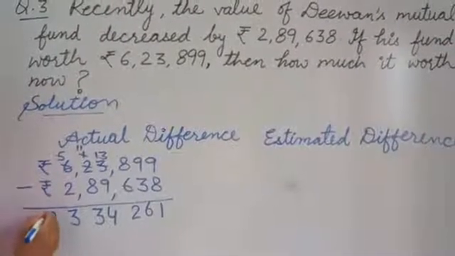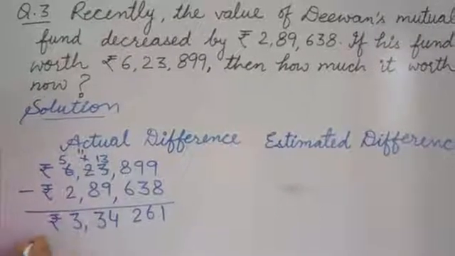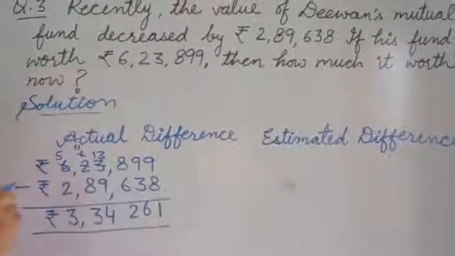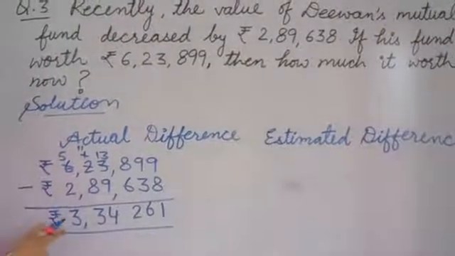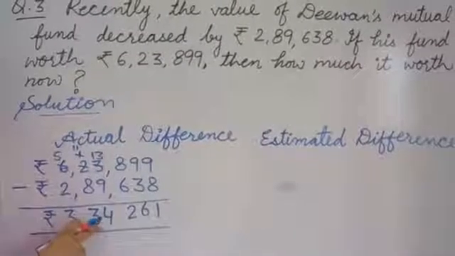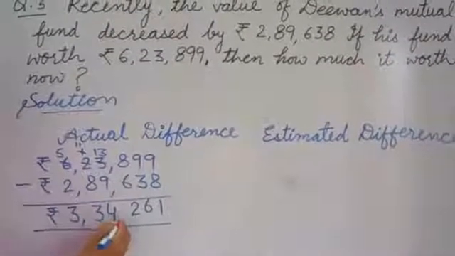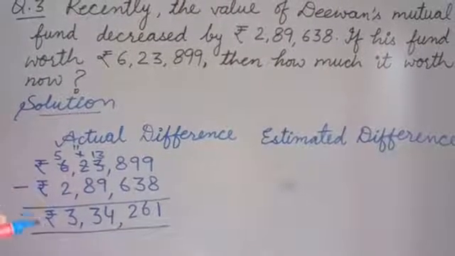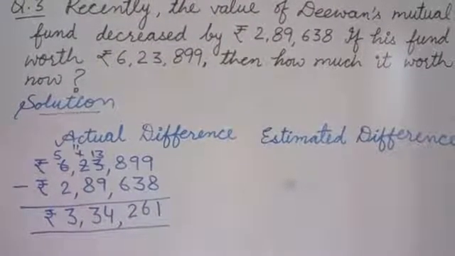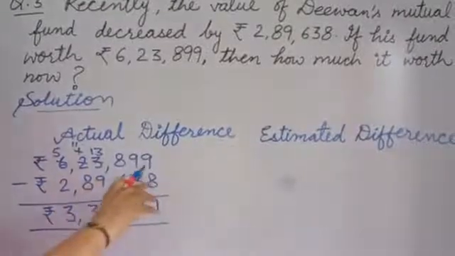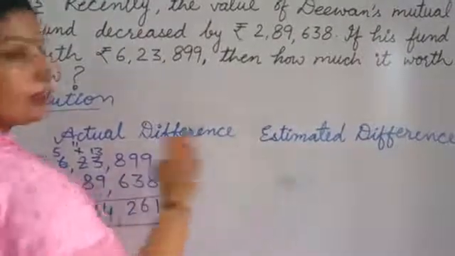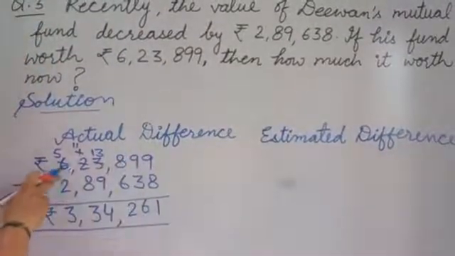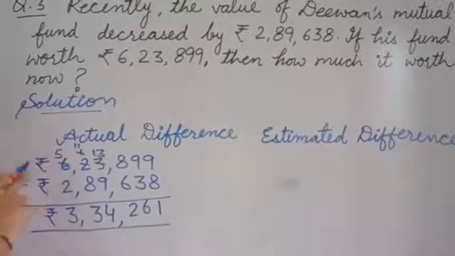There is rupee symbol. So actual, now what's the actual worth? Actual worth is rupees 3,34,261. This is the actual worth now. Now we have to find estimated worth. Okay. So for estimated we have to write their rounding numbers. So you will see that there is the last column is of lakhs.